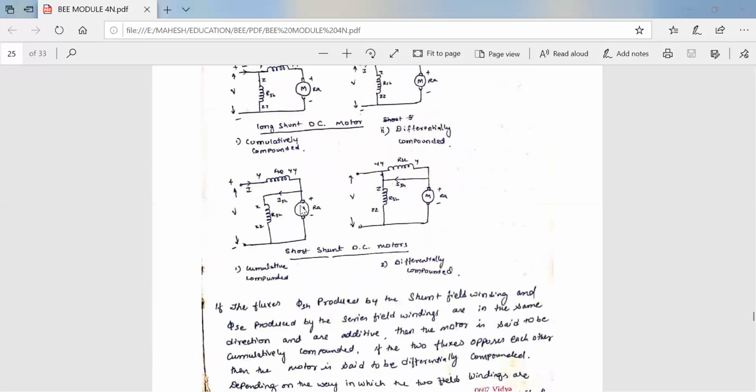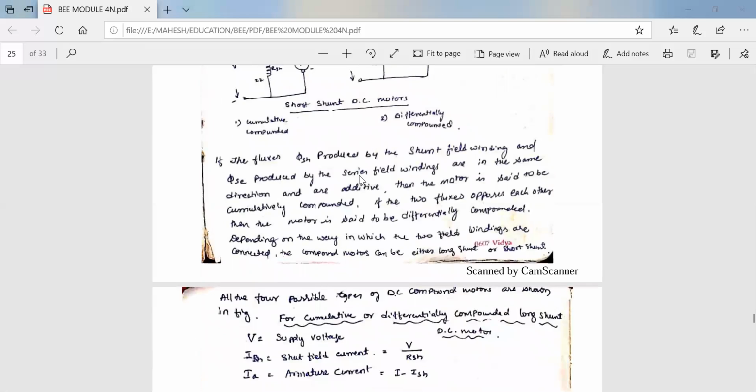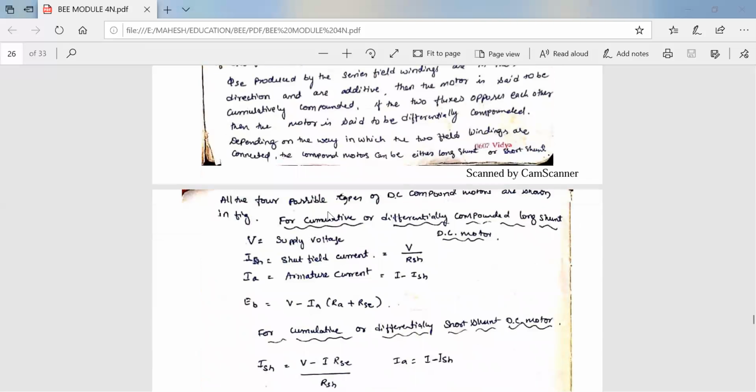If the shunt field winding is connected in parallel with only the armature, so we are not going to consider the series field winding, it is connected in parallel with the armature only. That one we call a short shunt DC motor. So we'll go with the formulas.